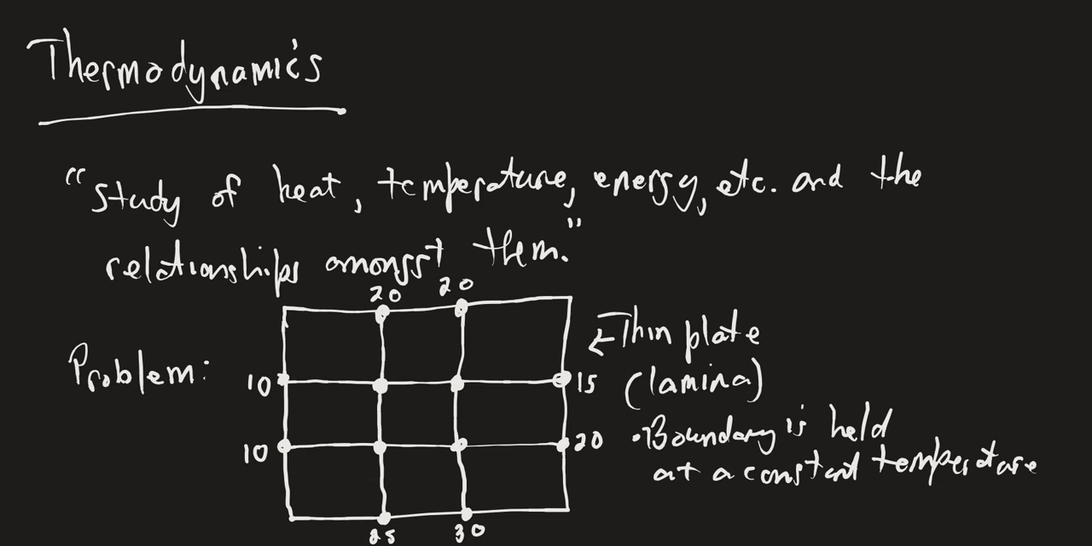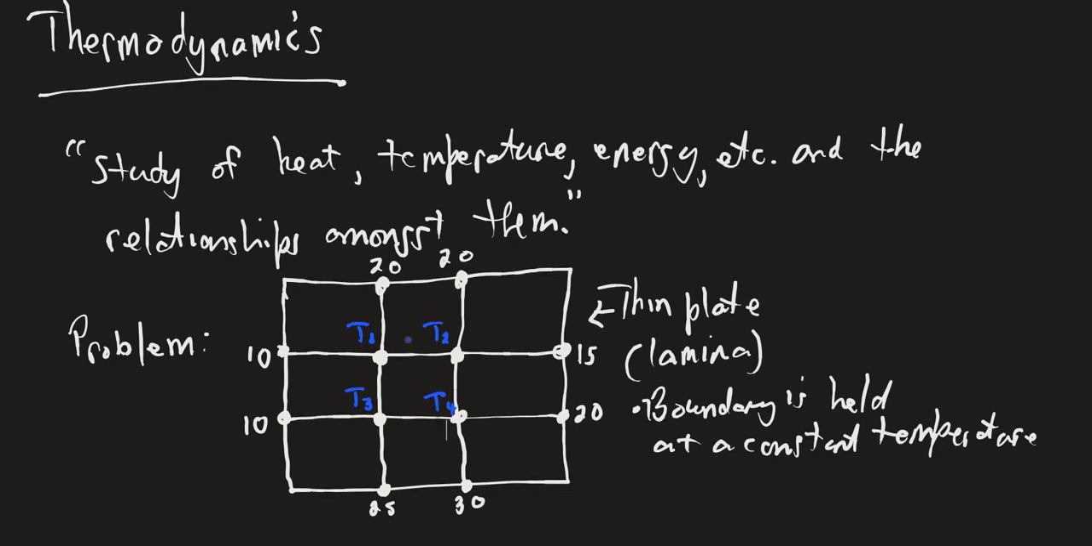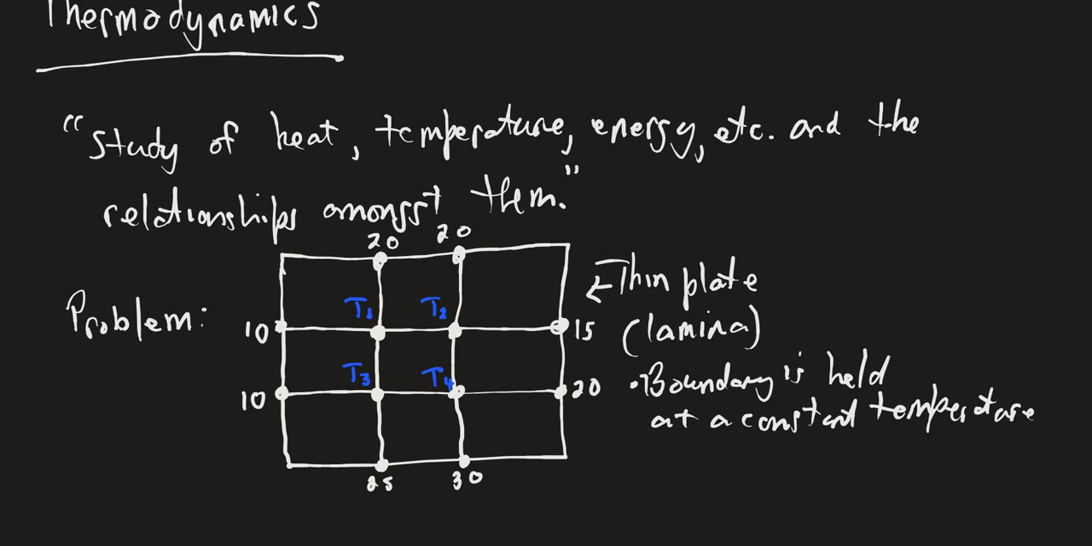So let's label them. So at this point, there's a temperature of T1. At this point, there's a temperature of T2. At this point, there's a temperature of T3. At this point, there's a temperature of T4, right? So now here, over here, here's my question, right? What is T1 through T4?